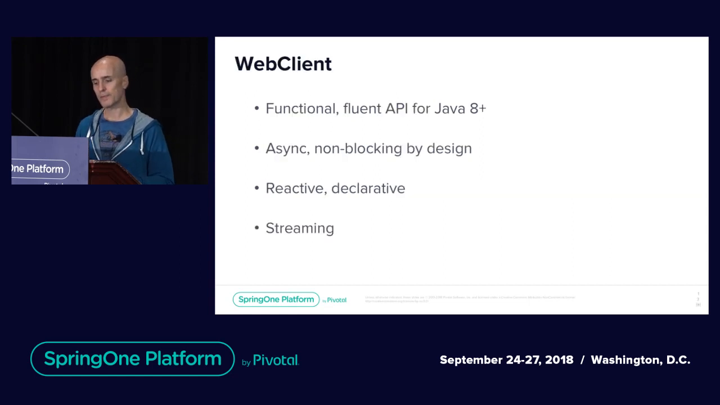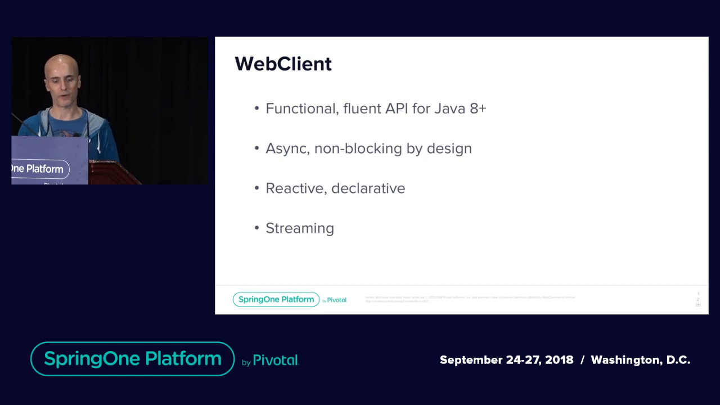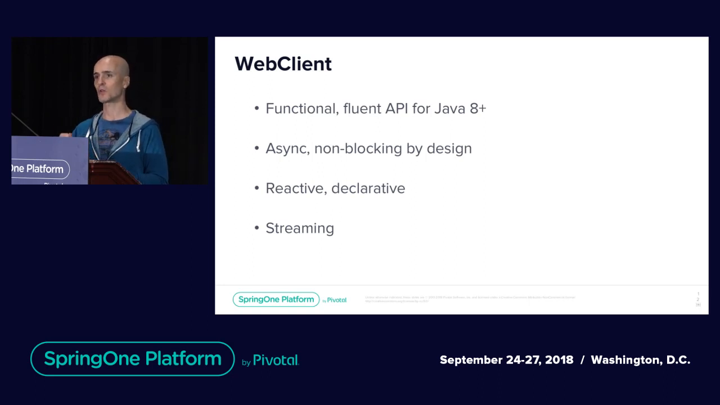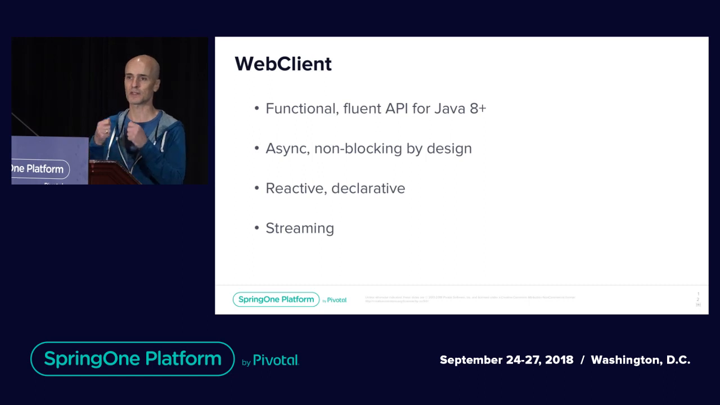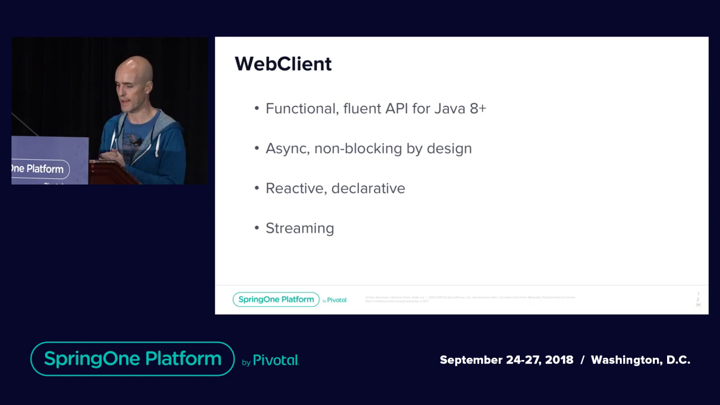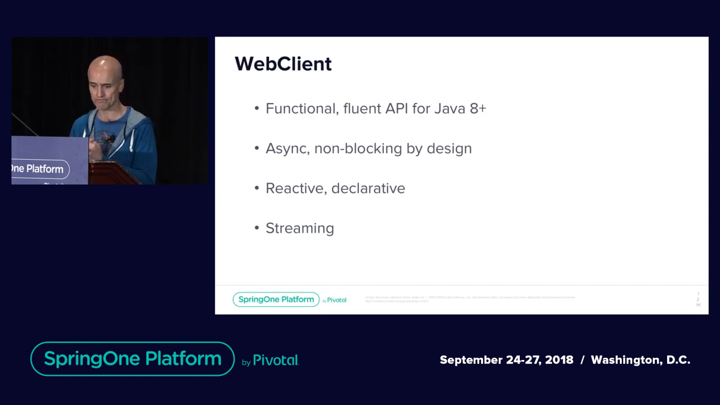So we have the WebClient, which came in Spring Framework 5, and that has a functional, fluent API. We took a different approach versus the REST template, where we did not want to be in that same position where somebody is asking for HTTP delete with a body, and we have to say no because it's way too many methods that we already have. We did not want to be in that situation. So it's designed with a more functional, fluent style API.